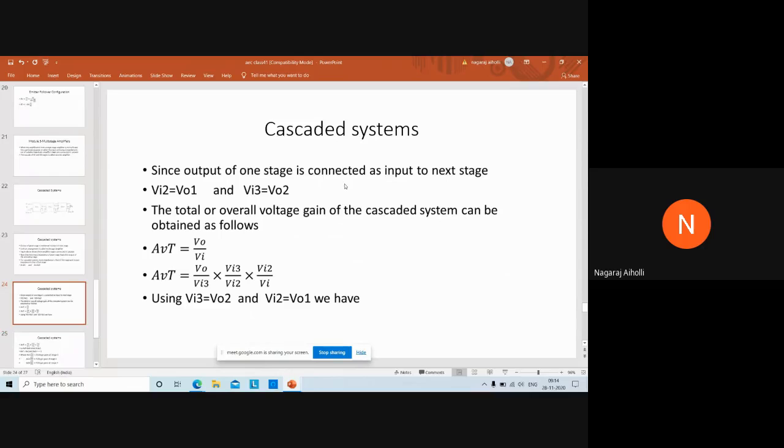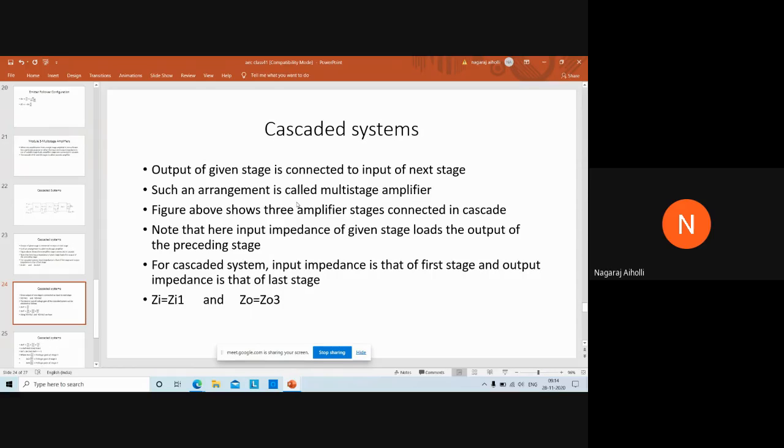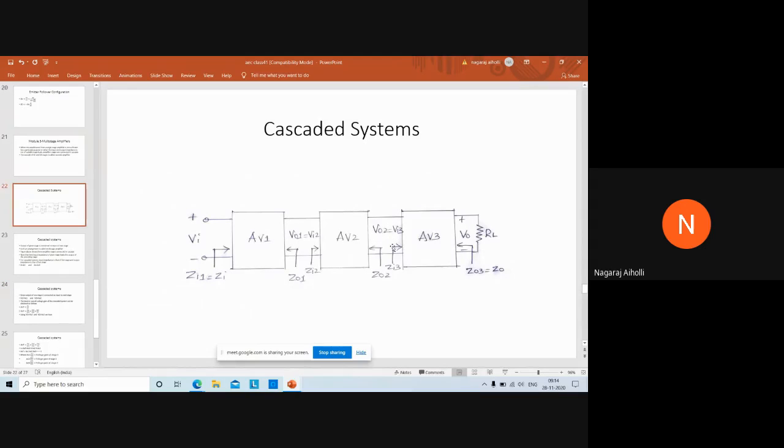Since the output of one stage is connected as input to the next stage, we have Vi2 is equal to V01 and Vi3 is equal to V02. That is what is drawn in the figure. Vi2 is equal to V01 and Vi3 is equal to V02.